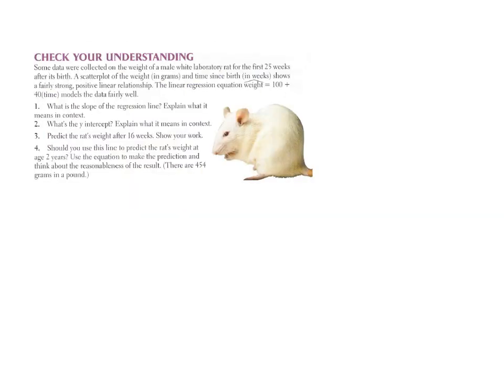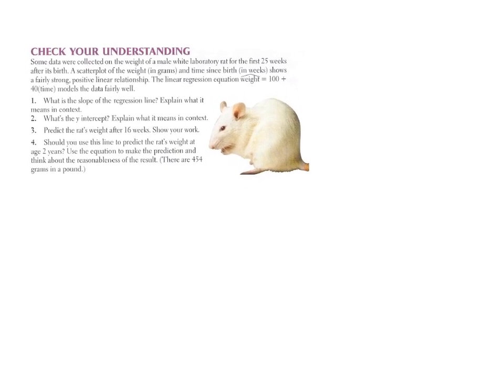Okay, so let's look at another example with these. Some data were collected on the weight of a male white laboratory rat for the first 25 weeks after its birth. A scatter plot of the weight in grams and time since birth in weeks shows a fairly strong positive linear relationship. Let's review real quick what that would mean. Fairly strong positive linear relationship.